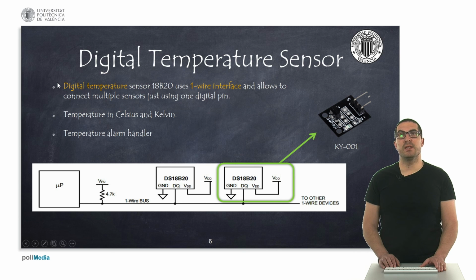Also, we can find the sensor from Dallas company, which is called the 18B20. It uses a specific interface which is called the one-wire interface. This interface allows us to put several sensors using just one wire bus, and it measures Celsius and Kelvin degrees, and also provides handlers for alarms. Here you find also the KS module, which is the K1001.